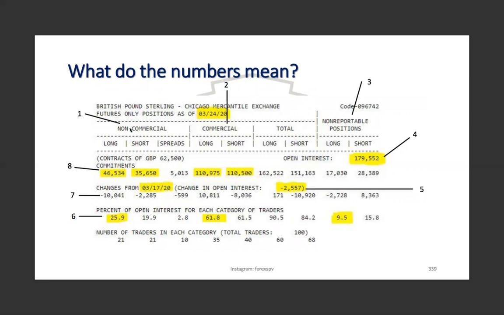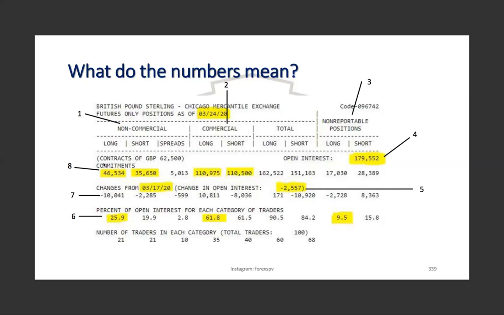So we have the non-commercials and the commercials, the longs, the shorts, the spread, the difference. For the commercials, we have long, short, and we have total longs, total shorts. And we have the non-reportable here. Here we have the open interest, and we have the change in open interest from last week. So this was 24, this was 17. So we have seen the number of orders have decreased.